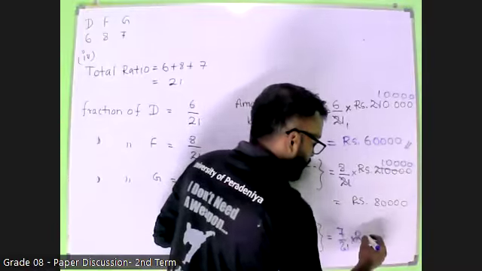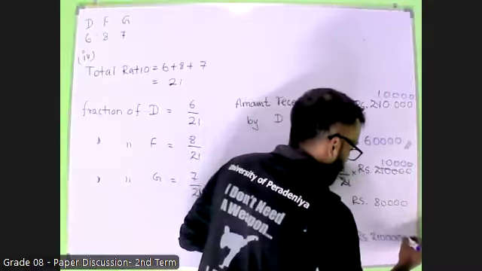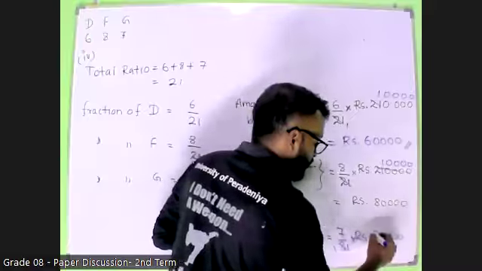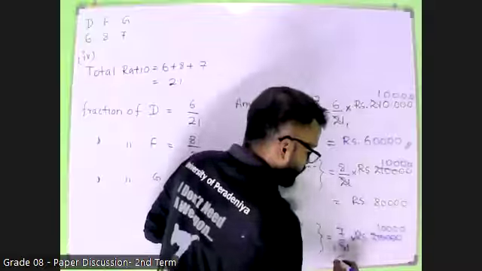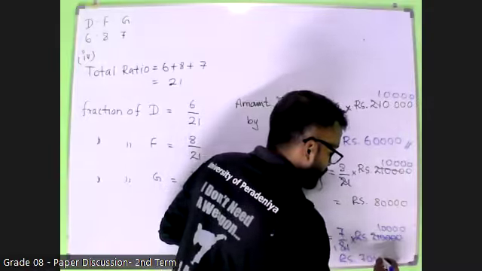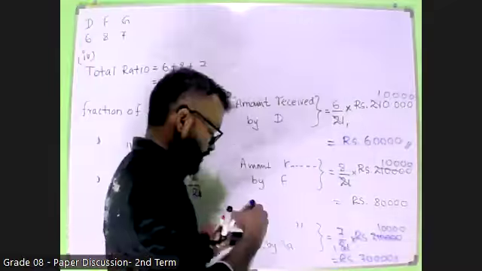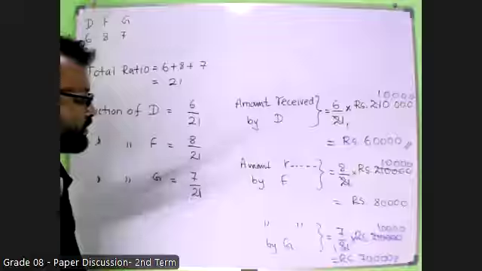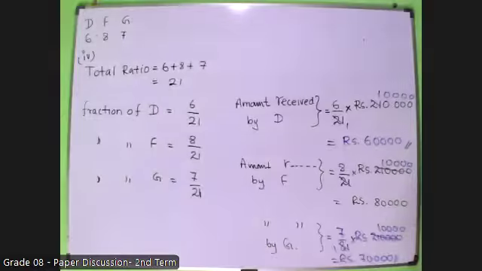Multiply by 210,000. 21 times 1 and 10,000. So she will receive 70,000 rupees. Right? So these are the amounts that they separately received. So that is the answer for the fourth one.